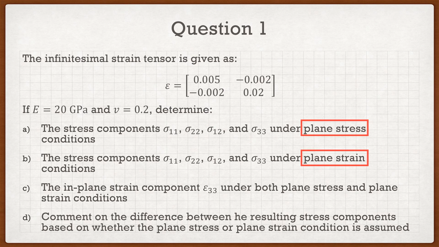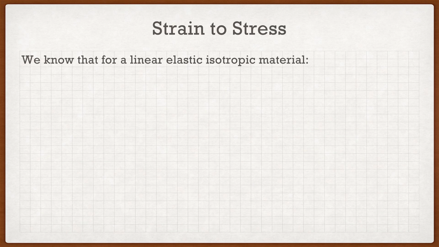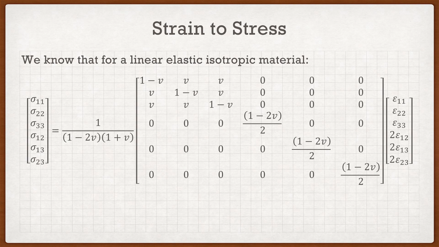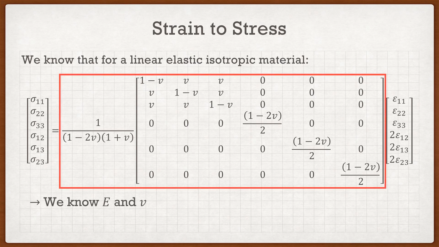So let's take another step further. What do we know for a linear elastic isotropic material? If we know the strains, we can find the stresses through the following equation. As we can see, the elasticity tensor is very gross. It's a 6x6 matrix with a constant out in front. But if we really look at it, it's not too bad, because it only consists of two parameters, E and V, which were given. So in this equation, we're trying to find the stresses on the left. We have everything in this red box, so we just substitute it into Mathematica.